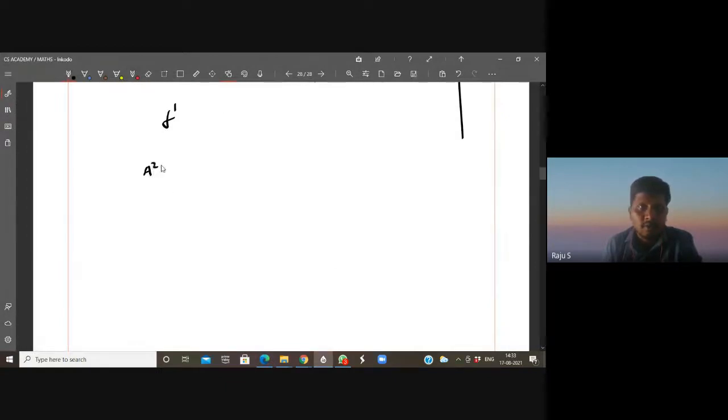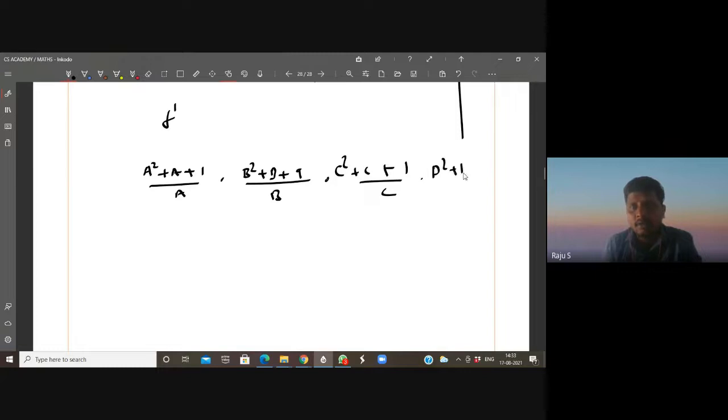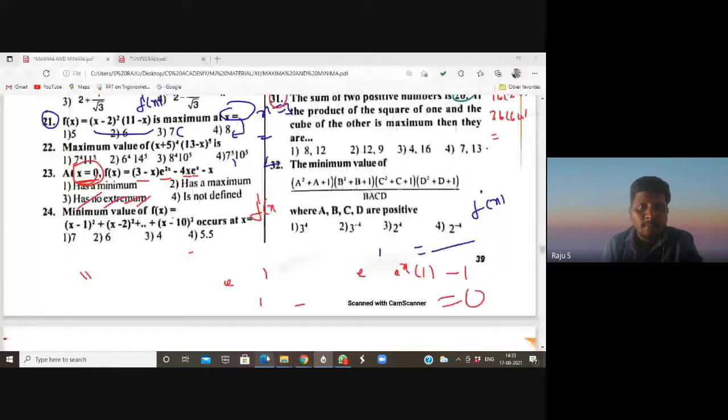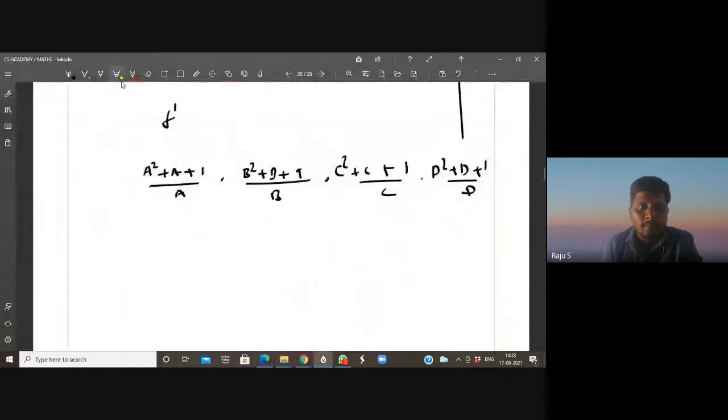So (A² + A + 1)/A. Shall I write it like this? (B² + B + 1)/B times (C² + C + 1)/C times (D² + D + 1)/D. Fine, students. I want to find the... so what is the question here? They are asking for the minimum value.